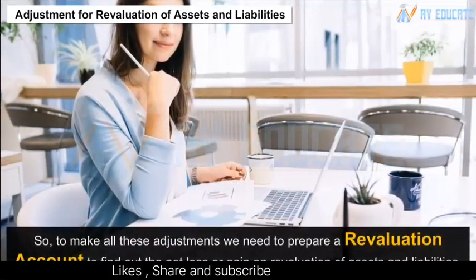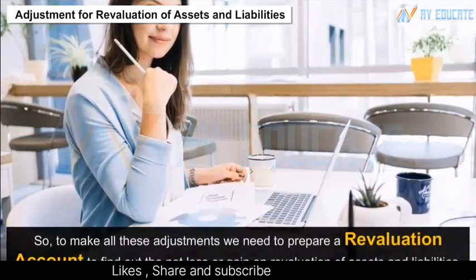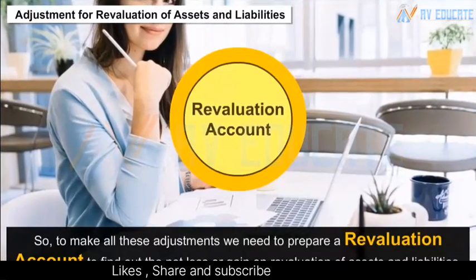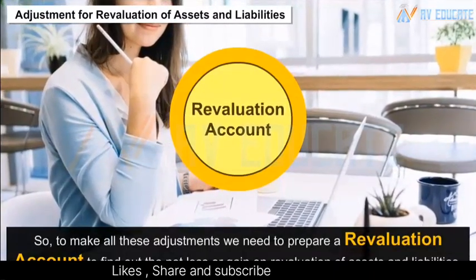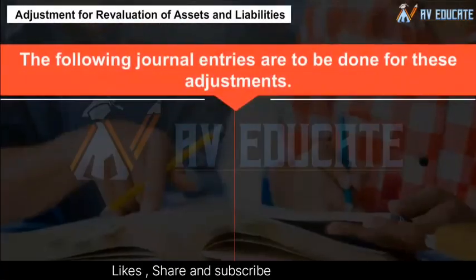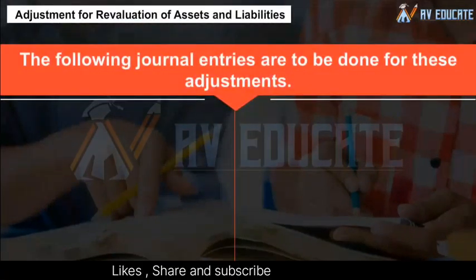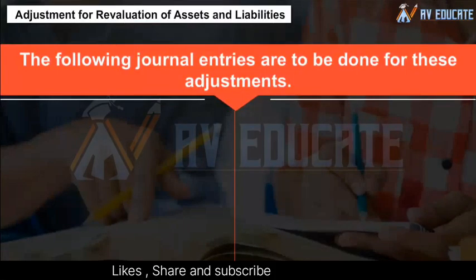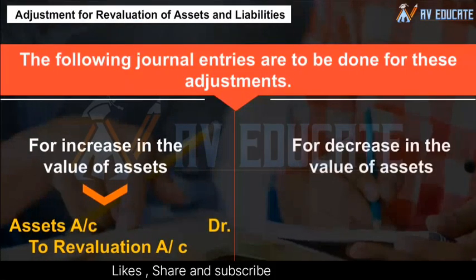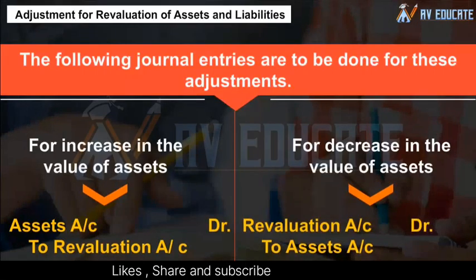So, to make all these adjustments, we need to prepare a revaluation account to find out the net loss or gain on revaluation of assets and liabilities. The following journal entries are to be done for these adjustments. For increase in the value of assets. For decrease in the value of assets.